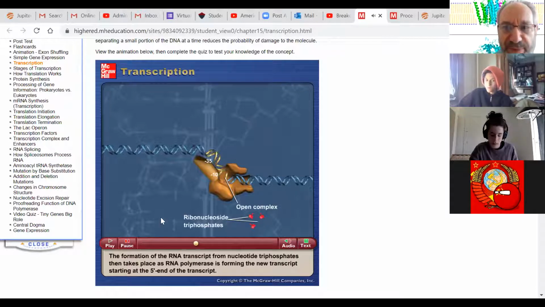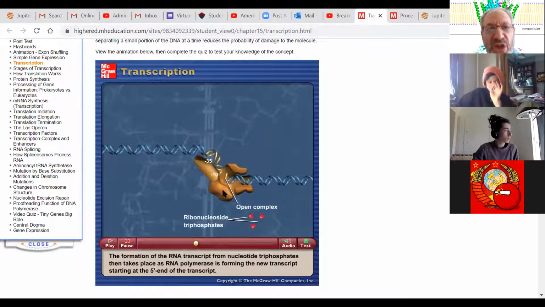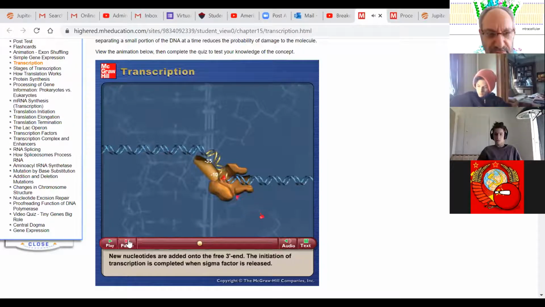Okay, so what's going to happen now is, you have the nucleotide triphosphates, and you've now opened this up. And there's a helicase activity that's part of these guys. So together they have helicase. It's interesting. It's not like with replication where you have all these separate proteins. We have many different activities located within the same protein. So we have a helicase activity that's able to open this complex up and to start the addition of the complementary bases. At the 5' end of the transcript, new nucleotides are added onto the free 3' end. The initiation of transcription is completed when sigma factor is released.